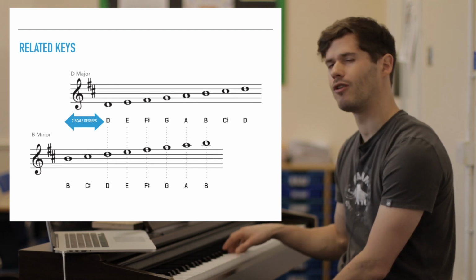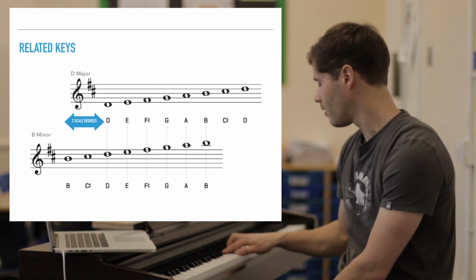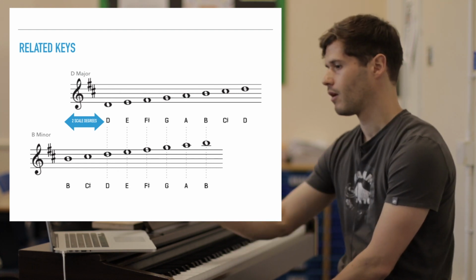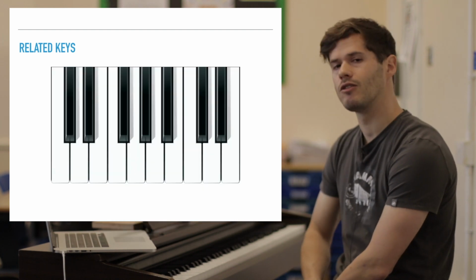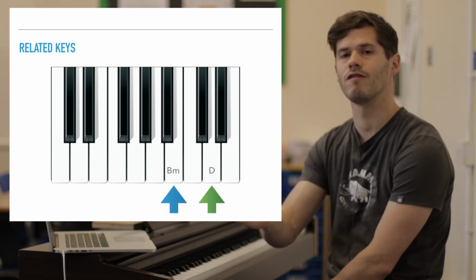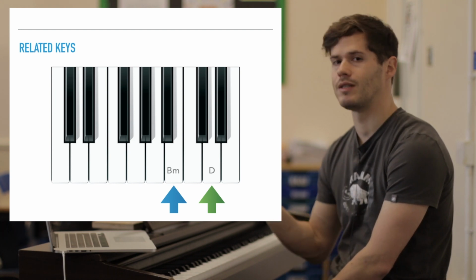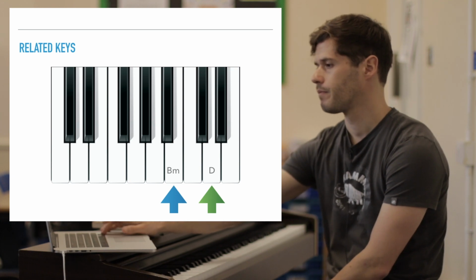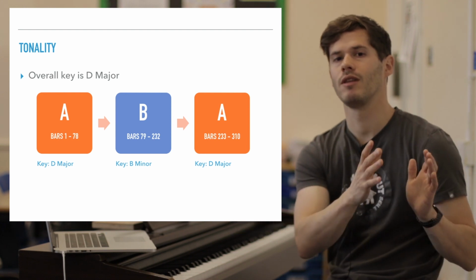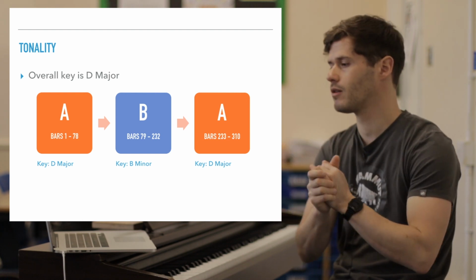Okay? This is, if you know anything about minors, the natural minor. The harmonic minor would have a sharp 7th, okay? But we're just looking at the natural minor, okay? So these are related keys, and as you can see, again, we've got D and B. To find the relative minor, you go down 2 scale degrees. Another way of putting it is you go down 3 semitones, okay? So, as we said before, the overall key is D major. We start in D major in the A section, and then we're in B minor, the relative minor, and then D major in the last section.